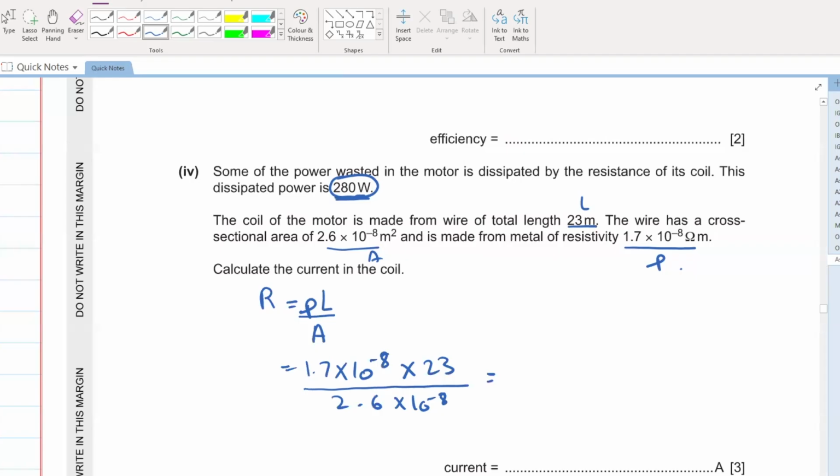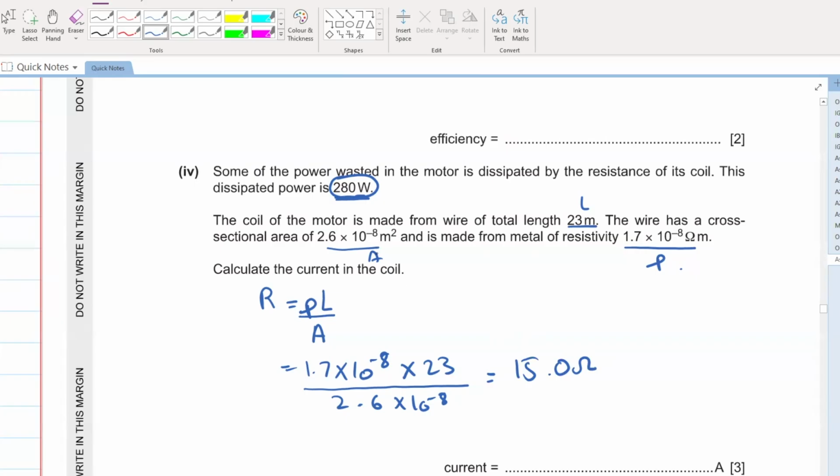What is the value of resistance, beta? Can anyone tell me the value of resistance? Is there any genius who can work out the value of resistance? 1.7 into 10 to the power of minus 8 into 23, divided by 2.6 into 10 to the power of minus 8. The value of resistance comes out to be 15.0 ohms. Perfect.